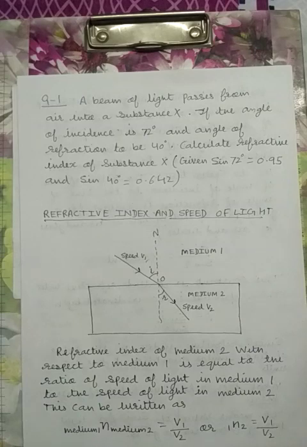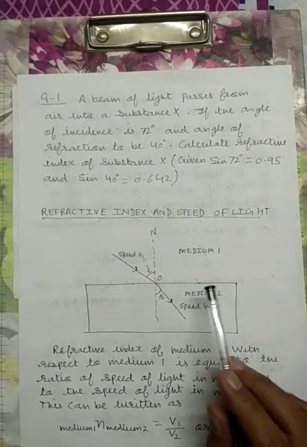Now, refractive index and speed of light. So far we have calculated the value of the refractive index in terms of the angle of incidence and angle of refraction. That is, if you know the value of the angle of incidence and the value of the angle of refraction, you can easily calculate the refractive index by taking sin i upon sin r. Now here we will try to find the value of the refractive index in terms of the speed of light.